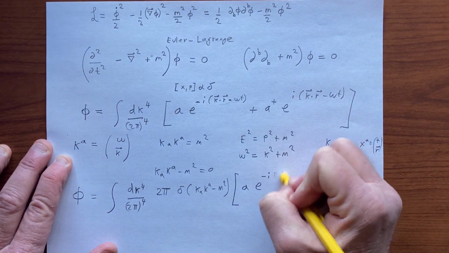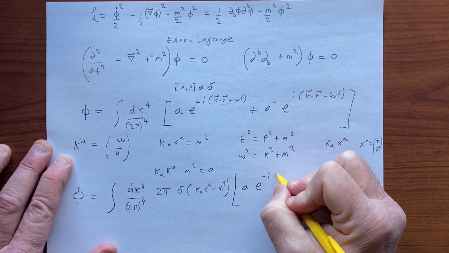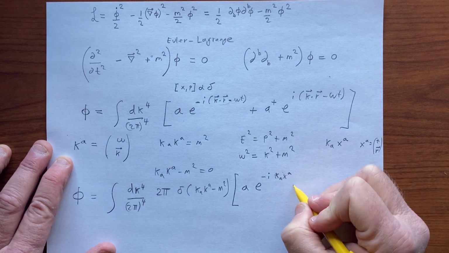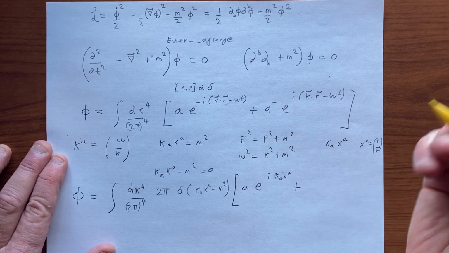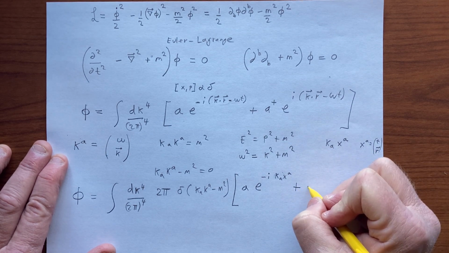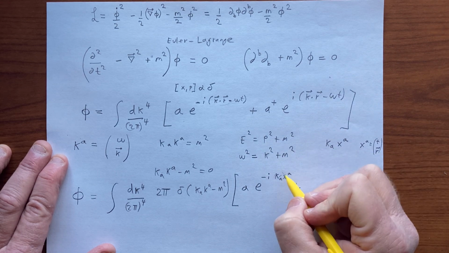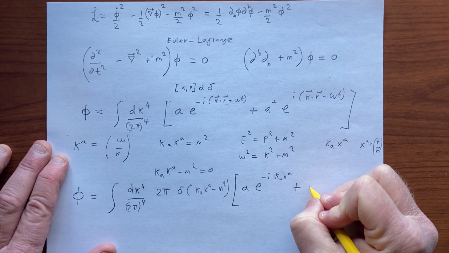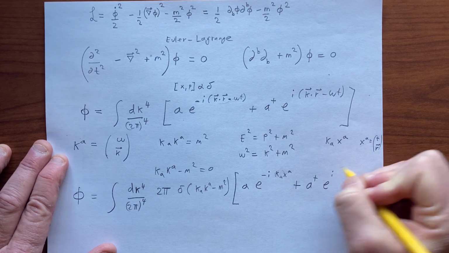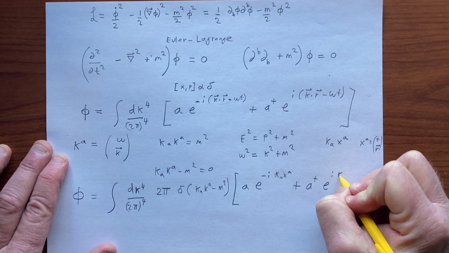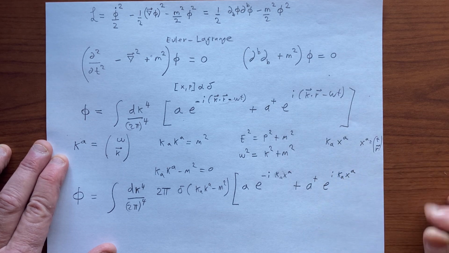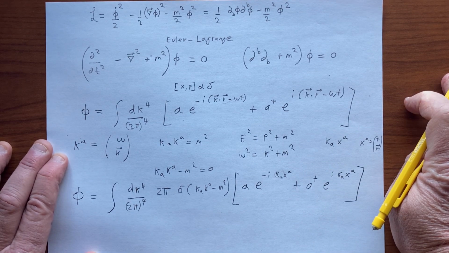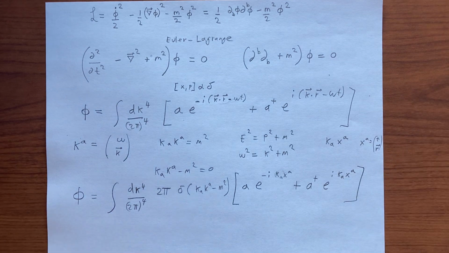Maybe we'll write this as k_a x^a. Hopefully I didn't make a mistake there. Well, we can just define that. Well, not really, but I think that's right. Plus a cross e to the i k_a x^a. I will close this off. And okay, so that looks all right.